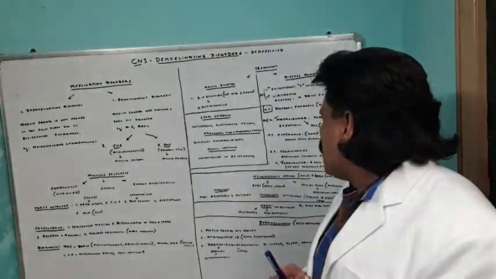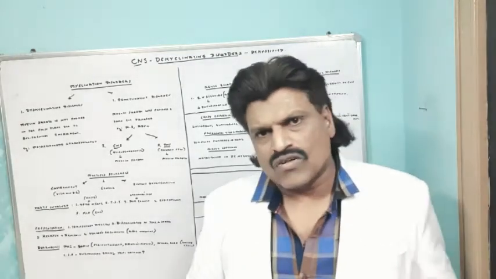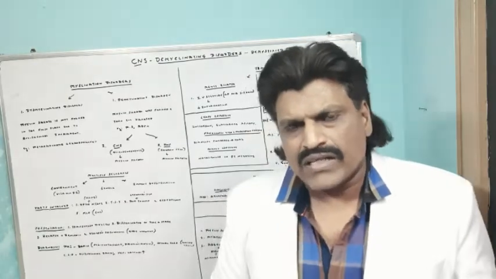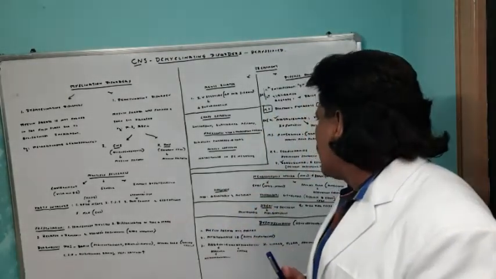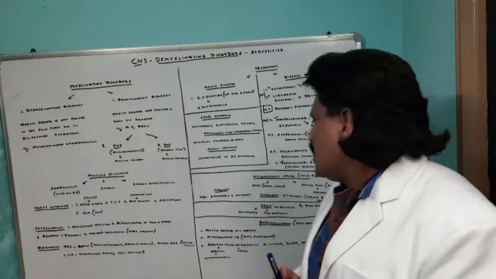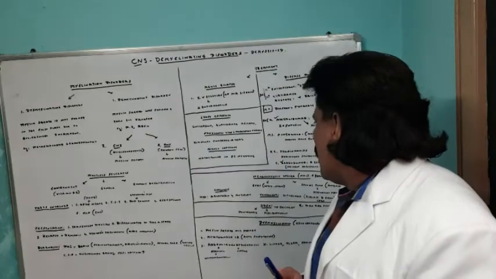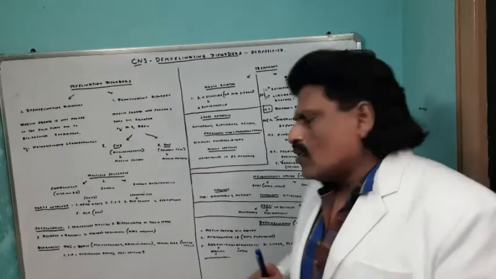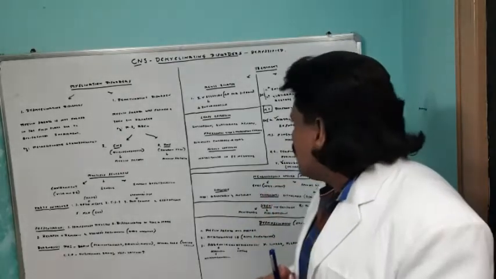And then we have fingolimod, which can also be given orally, but there is a chance of herpes virus reactivation, so we have to be very careful. And then finally we have teriflunomide, which is also very effective. And then we have ocrelizumab, which is very effective in primary progressive multiple sclerosis.